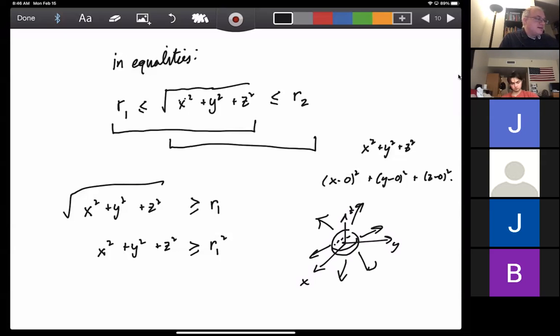Then from the second, I want the distance from the origin to be less than another number R2. So that's everything on or inside a sphere of radius R2, where I'm assuming R2 is bigger than R1. So really what I'm talking about here is a cylindrical shell, the region between two concentric spheres. Okay. Is that clear to everyone? Any questions there?